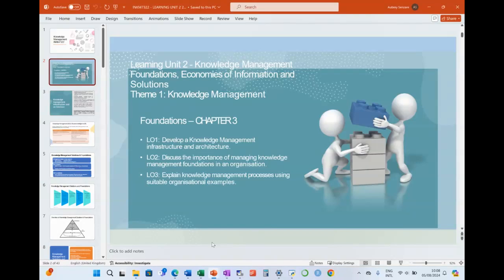So here in Learning Unit 2, we focus on knowledge management, the foundations and solutions. In a nutshell, that's what we're really covering, okay? And then chapter 3, you can see the core stuff that's covered there. Develop a knowledge management infrastructure and architecture. Second learning outcome is discuss the importance of managing knowledge management foundations in an organization. Then finally, explain knowledge management processes using suitable organizational examples.